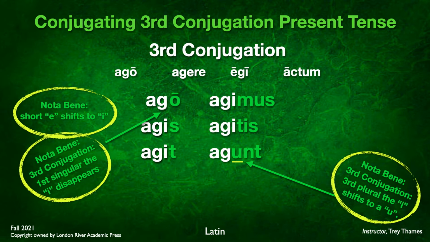And you just need to practice saying those repeatedly until you kind of get that pattern in your head. But this is the standard paradigm for third conjugation verbs in the present tense. E shifts to an I, disappears in first singular, shifts to a U in third plural. So again, ago, agis, agit, agimus, agitis, agunt.